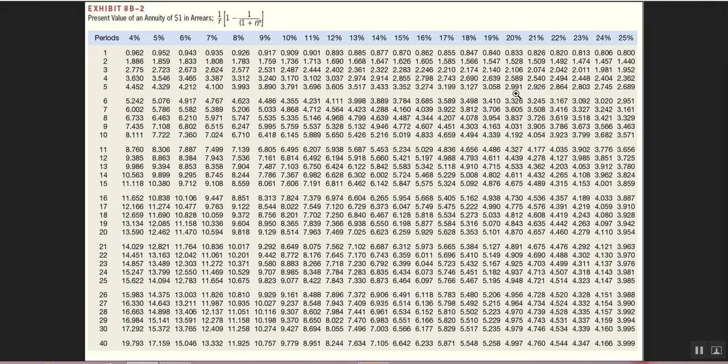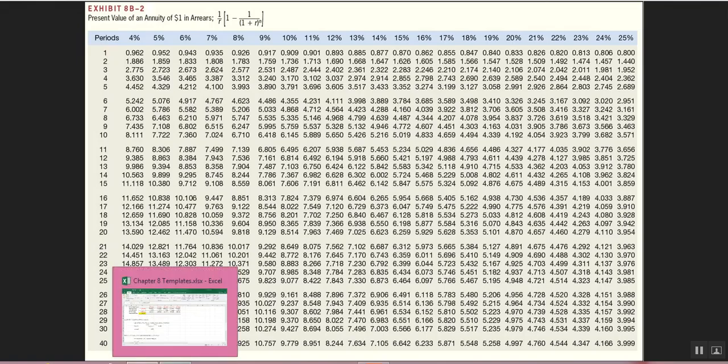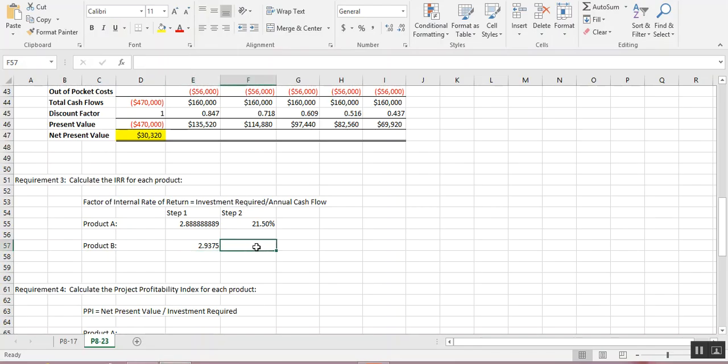You could say if it's closer to the 20%, you could call it 20% or 20.5% if you want to call it in between there. So I would take either one of those if your problem comes up between, if you call it with the one that it's closer to, or if you want to split it in half and do 20.5. This one's actually closer, so we're going to call it 20% for product B. All right, so that's the internal rate of return for each product.